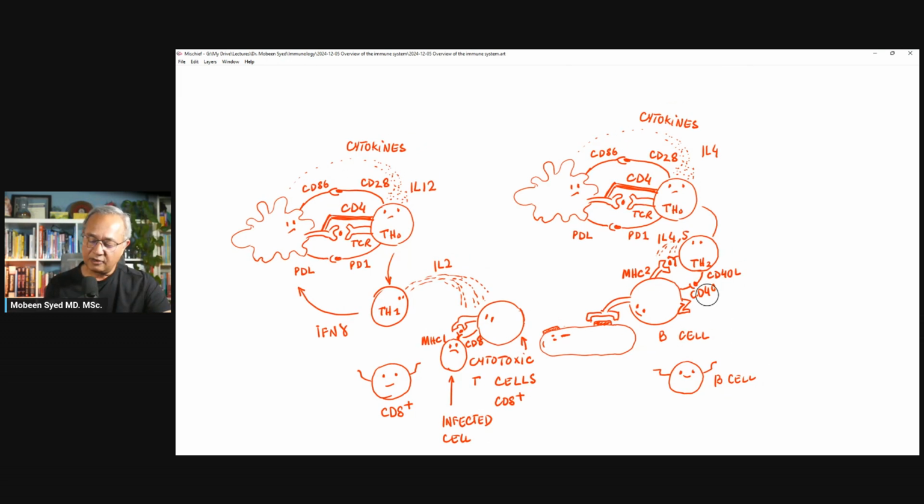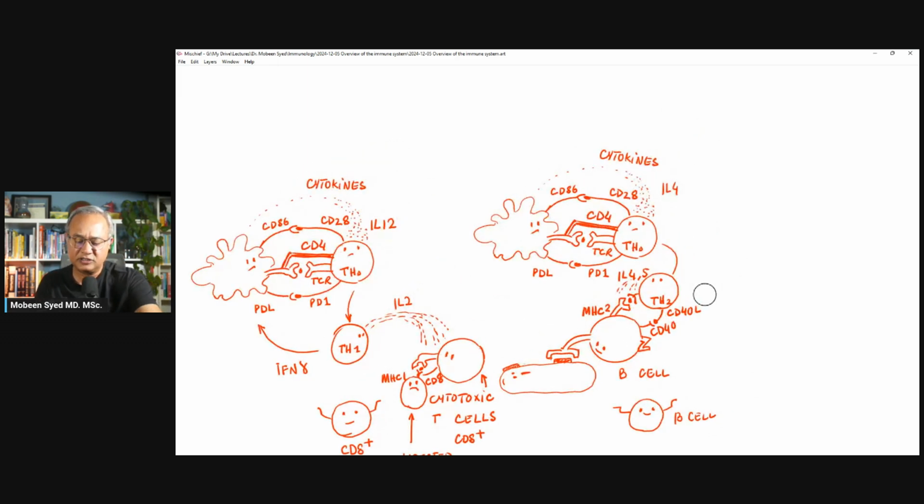Okay, now let's stay in the lymph node. Let's go to the lymph node. So here is a dendritic cell. It's a different concept. Now we are talking about the B cell. So here is the dendritic cell that ran here from my finger to the local lymph node. And in that lymph node, once again, it bound to a T helper 0 cell.